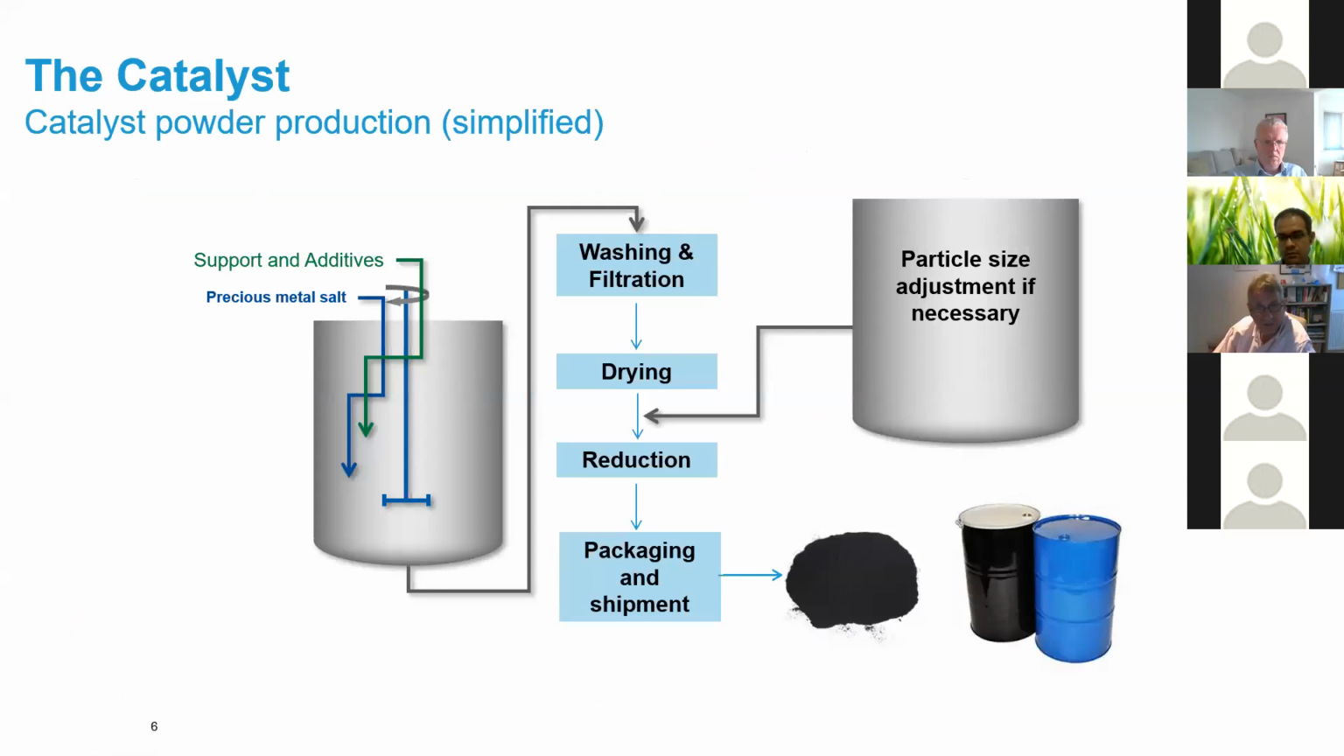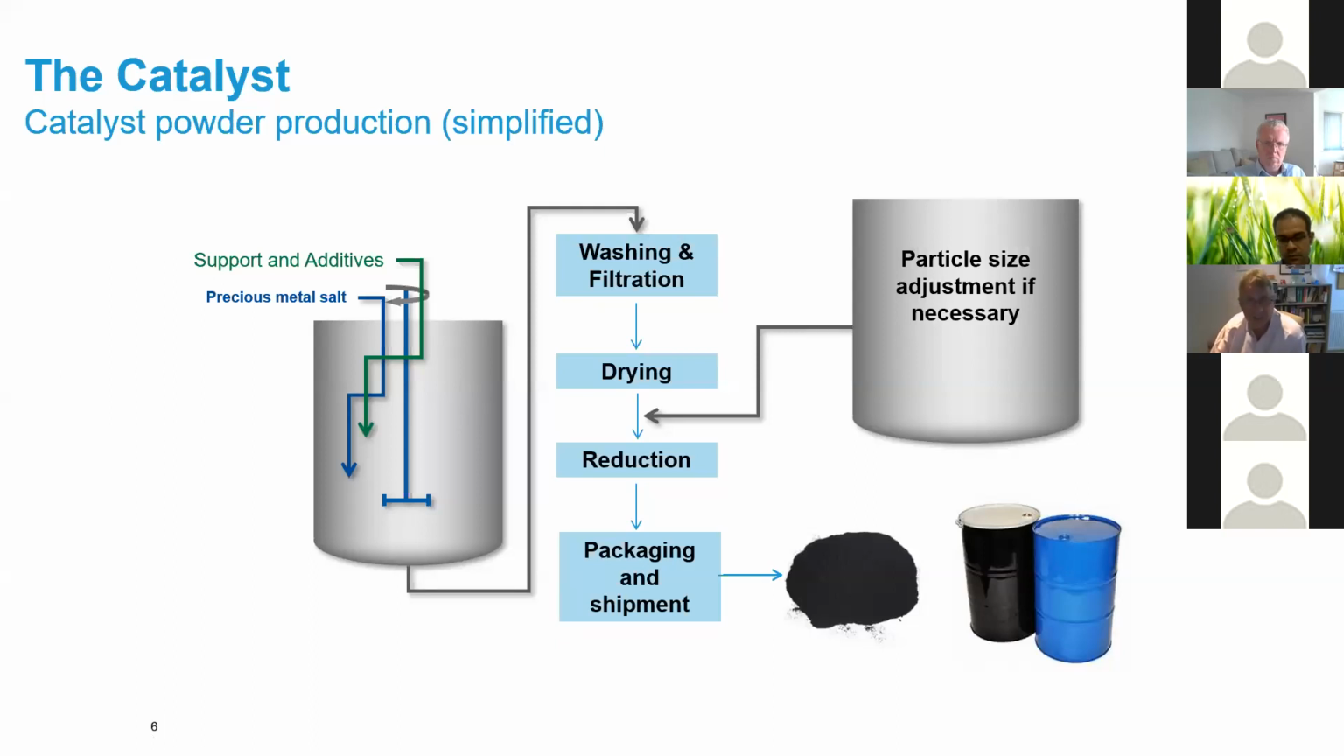So a very simple diagram to show you how you might manufacture a catalyst powder. In this case, I've chosen a precious metal salt. This could easily be a base metal salt. So you slurry this up in some kind of stirred tank reactor here, and you can make the catalyst in two different ways, usually by impregnation or by co-precipitation.